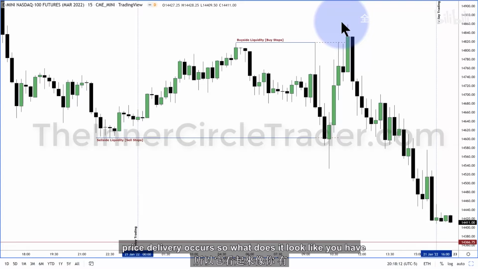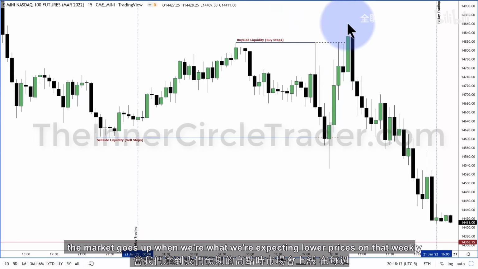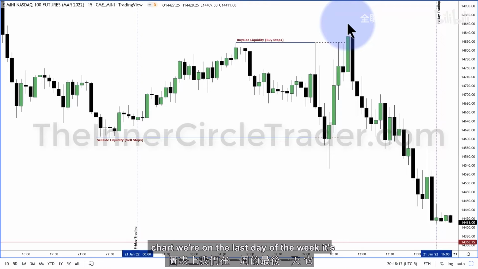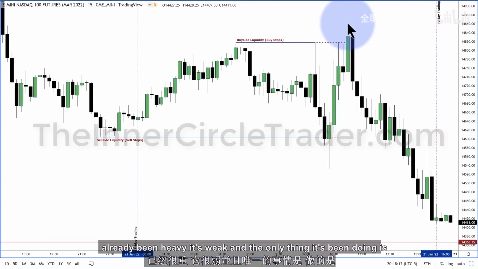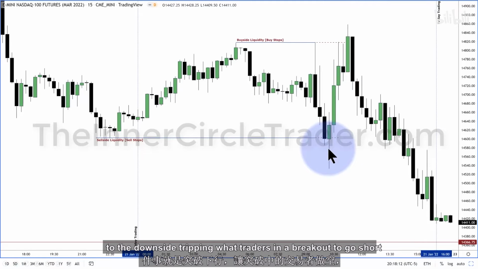So what does it look like? You have relative equal highs, this high and this high. The market goes up when we're what? We're expecting lower prices on that weekly chart. We're on the last day of the week. It's already been heavy. It's weak. And the only thing it's been doing is consolidate. And the first thing it did was break out to the downside, tripping what? Traders in a breakout to go short.